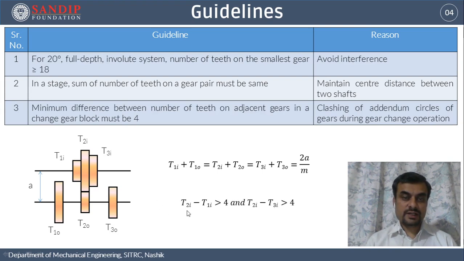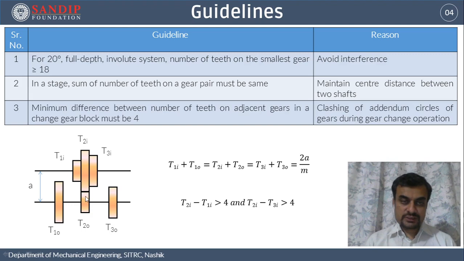Mathematically, the guideline states that the difference between number of teeth, that is T2i minus T1i, has to be greater than or equal to 4. Also, T2i minus T3i should also be greater than or equal to 4. Why this guideline comes into the picture is, right now the second pair is engaged. If I want to engage the first pair, I will have to move this change gear block to the left hand side.